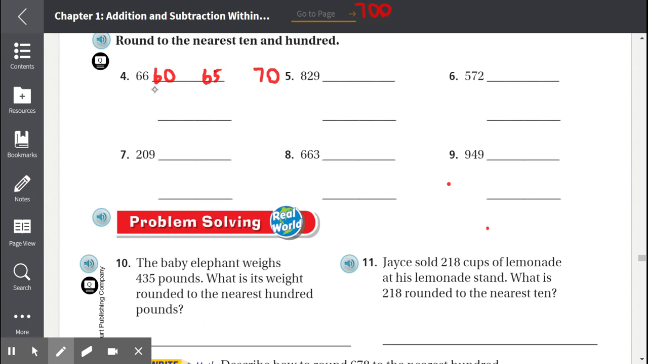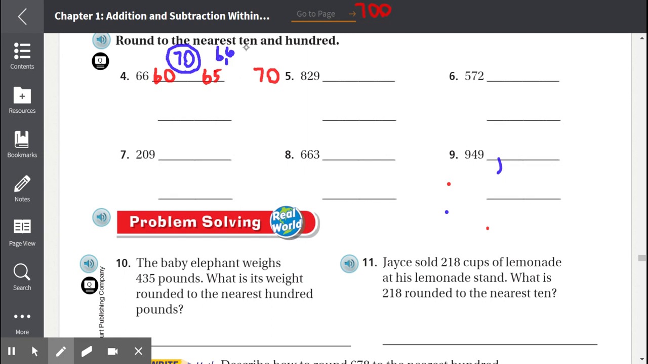So now let's see which one 66 is closest to. So let's label and locate 66. So I'm going to use blue. So 66 would be right here. So that means 66, since 66 is behind 65, it is closer to 70 than it is to 60. So that means 66 rounds to 70, and we circle our answer.